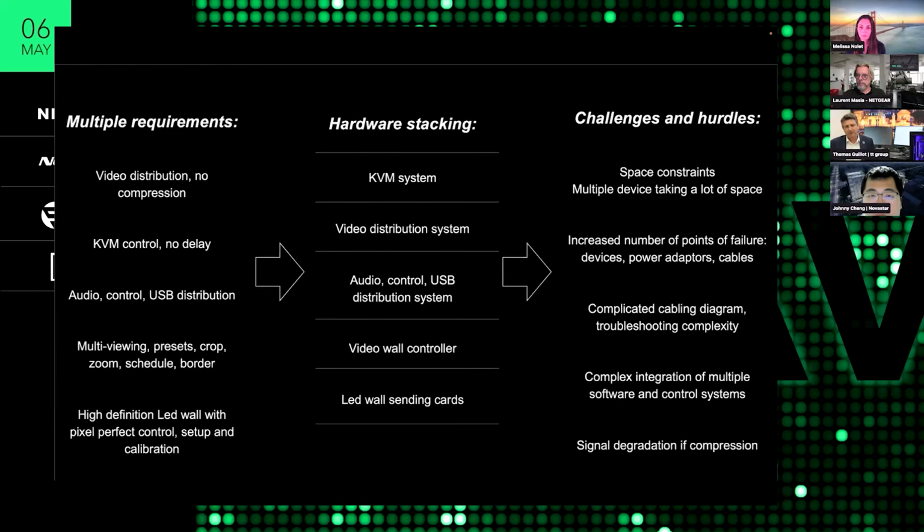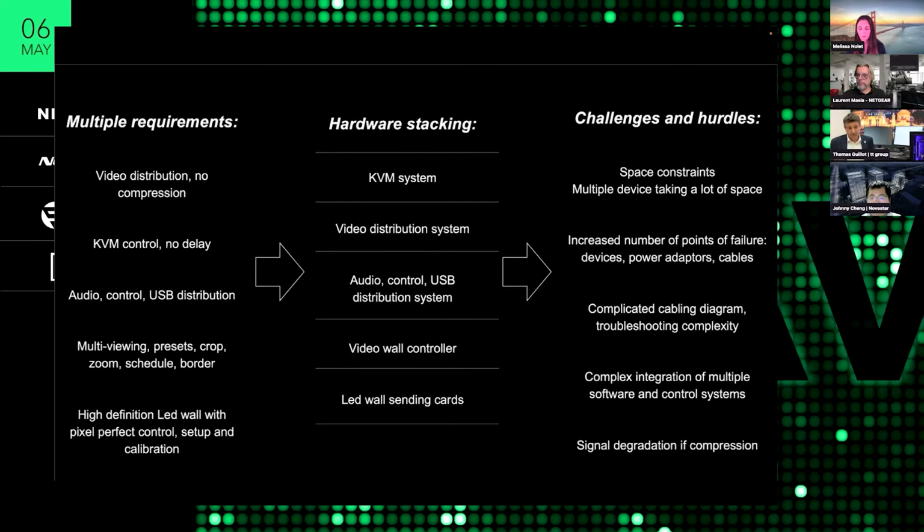The cabling diagram can become very complex. And you will also have to integrate different software. And then maybe the worst of all this is that you may end up with a signal degradation, especially if in one or several steps of the layers you are doing video distribution over a 1G network, for example. So the image that you get at the end is not exactly the one that you connected to with your first HDMI input.